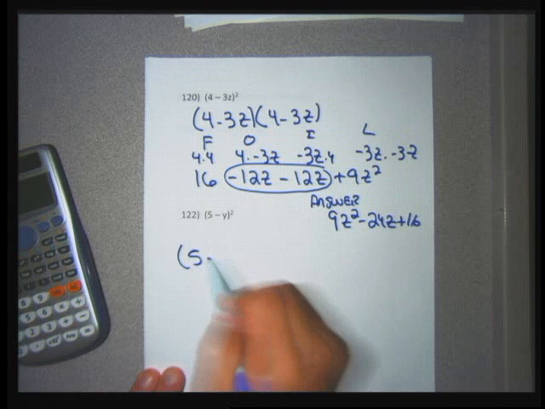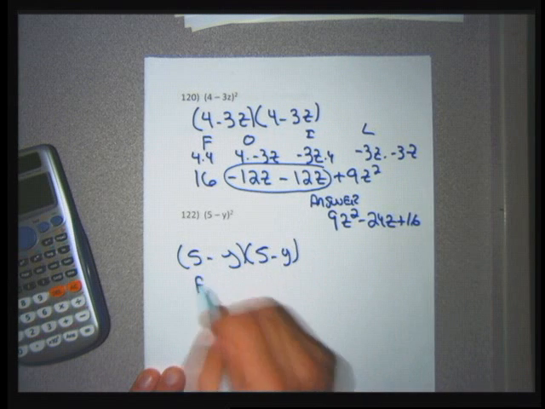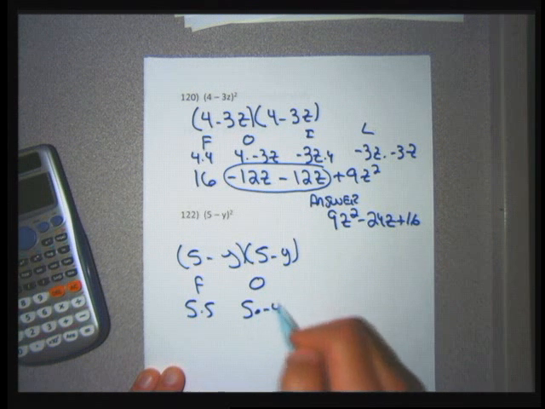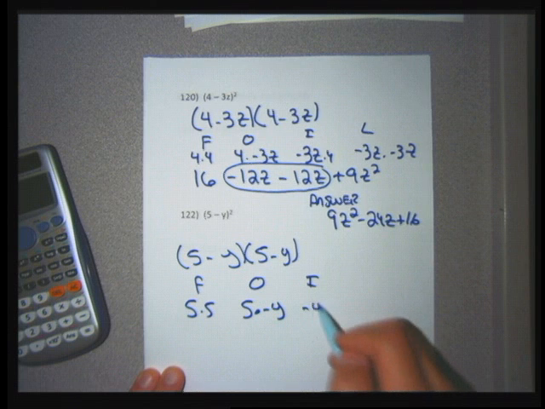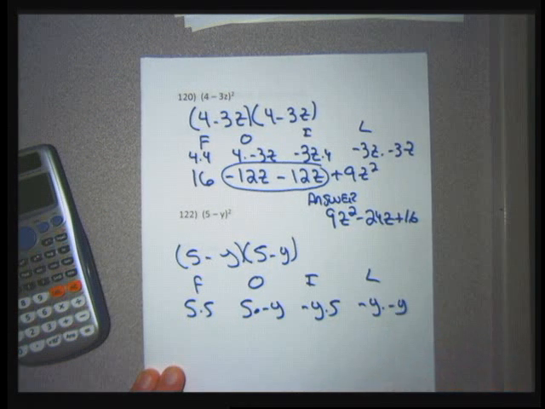122, make this 5 minus y times 5 minus y. Firsts, 5 times 5. Outers, 5 times minus y. Inners, minus y times 5. Lasts, minus y times minus y.